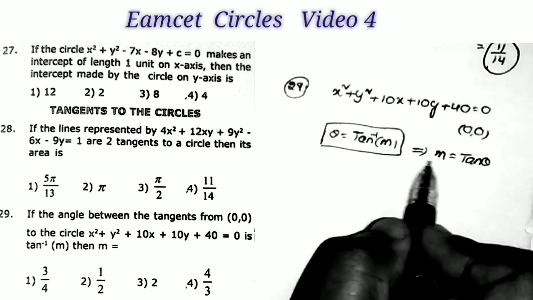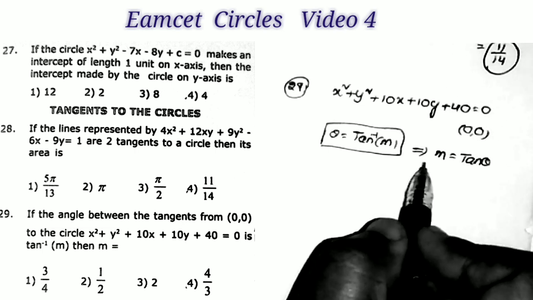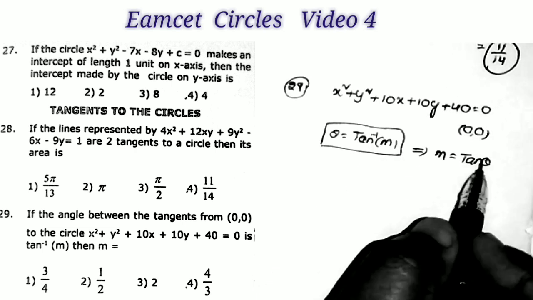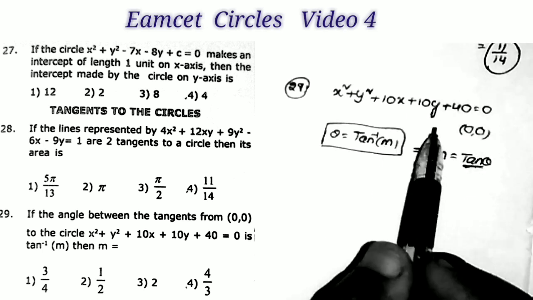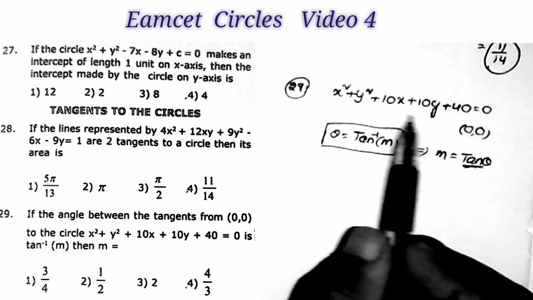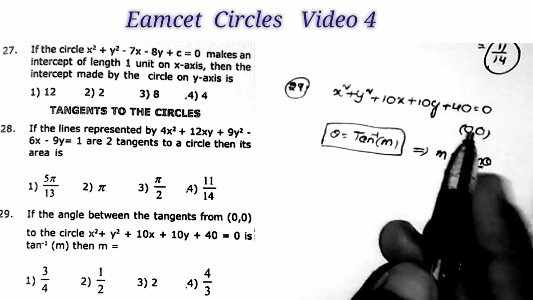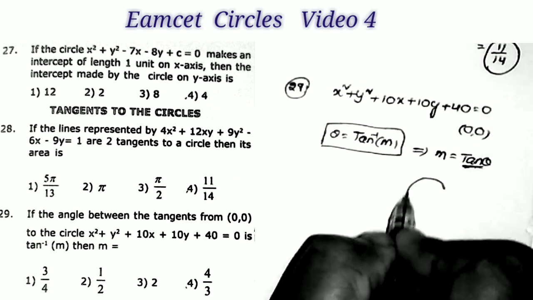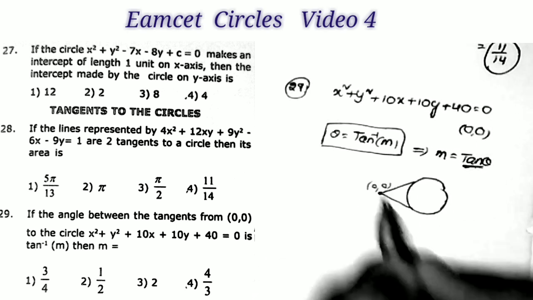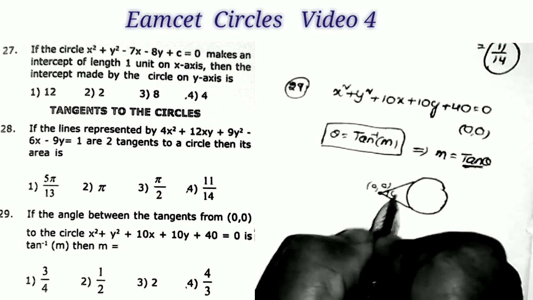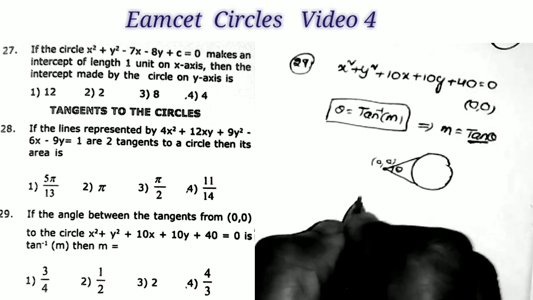What is the given question? We want the m value. But what is m here from the given data? M is equal to tan theta. That is, we want the tan theta value. That is the given question. So, given that theta is the angle between the tangents drawn from 0, 0 to the circle. Suppose this value is equal to theta, then what is the formula?